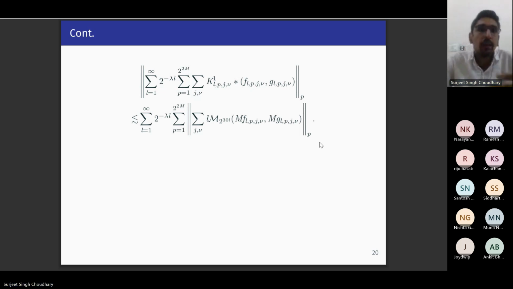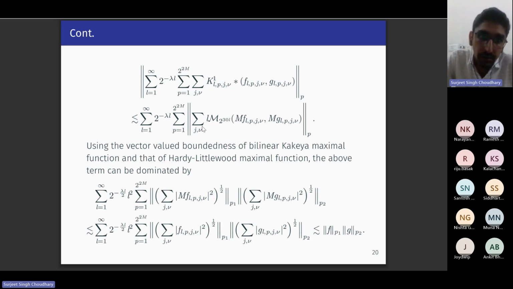Okay. Now, this is like a sum in J and mu, so we need to use the vector valued boundedness of the bilinear Kakeya maximal function, with growth L times 2 to the power lambda L by 2. So we have a decay of 2 to the power minus lambda L, but due to a growth of 2 to the power lambda L by 2 in the vector valued boundedness, here we are just left with 2 to the power minus lambda L by 2.